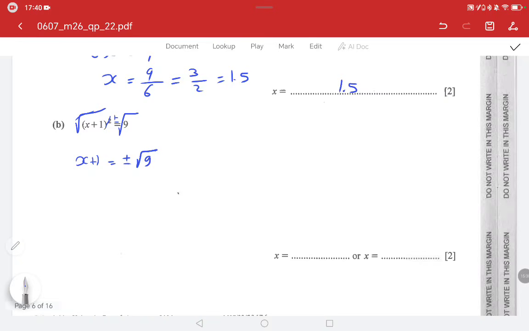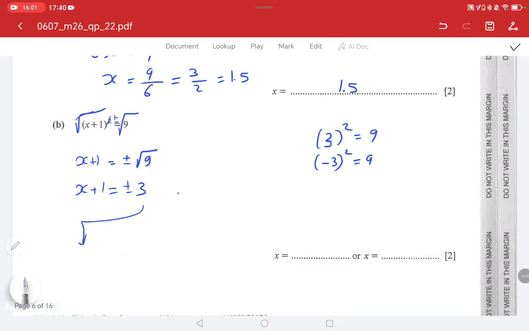Why? Because if you have, let's say, 2 squared, the answer is 4. Let's use the example of 3. 3 squared is 9. And if you have minus 3 squared, the answer also is 9, right? So you have to write plus or minus. This is also a common mistake. So now x plus 1 equals plus or minus 3.